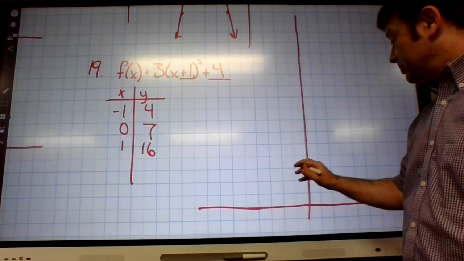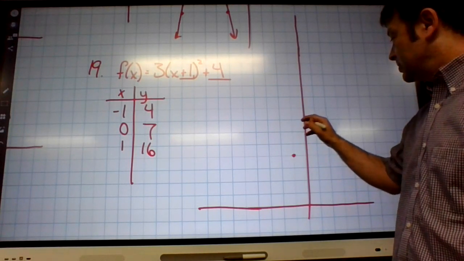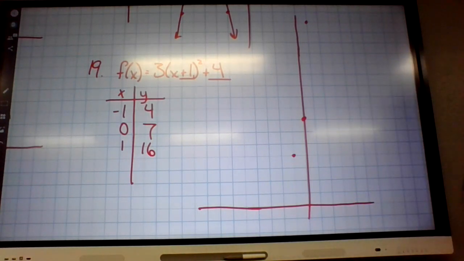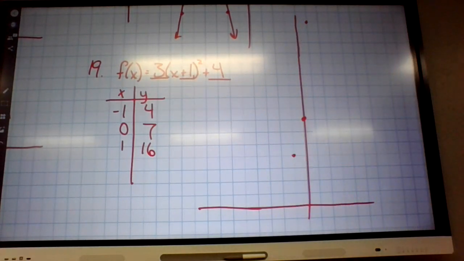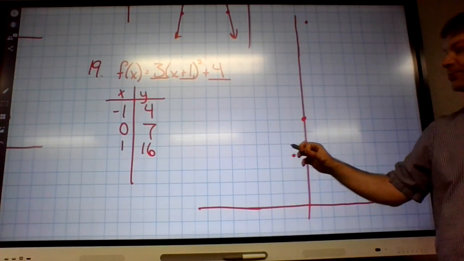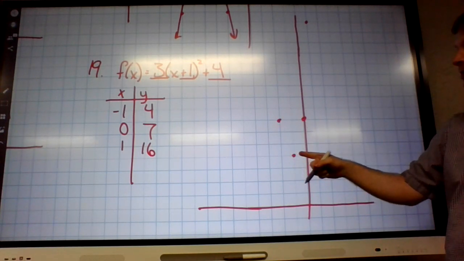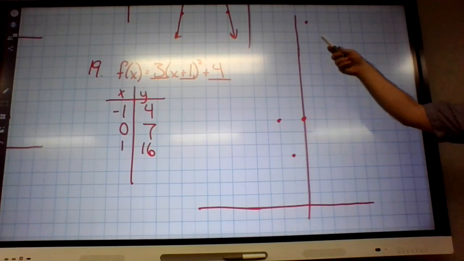-1, 4. 1, 2, 3, 4. 0, 7, 5, 6. 1, 16. Why is this one so tall? Because of the 3, mostly. It goes up 3 times faster than normal. So normally, you guys notice when we go over, it goes over 1, up 1. But this one goes over 1, up 3. That's what the 3 is doing. And it goes like 6 more after that.